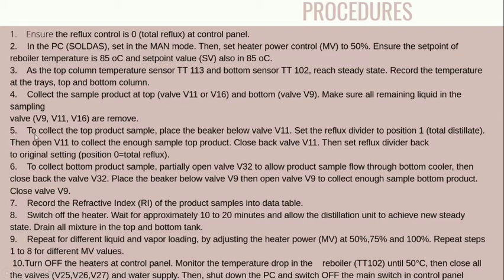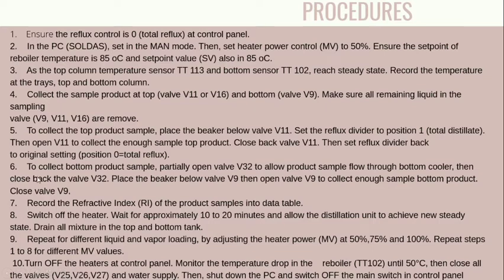Number 5, to collect the top product sample, place the beaker below V11. Set the reflux divider to position 1, which is for total distillate. Then open V11 to collect enough sample top product. Close back valve V11, then set reflux divider back to original setting, which is at 0 for the total reflux.